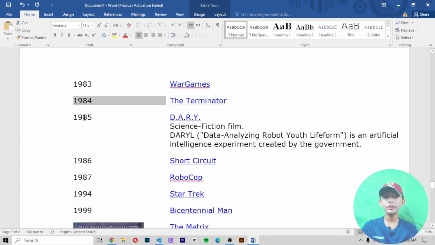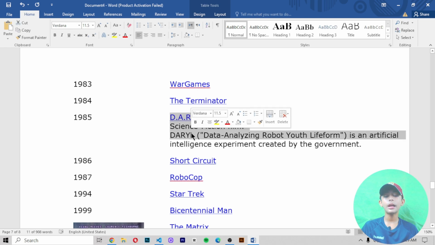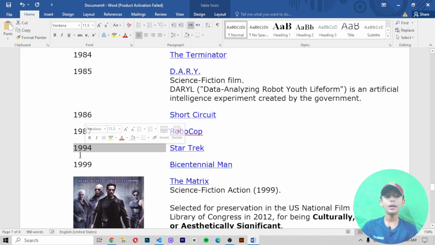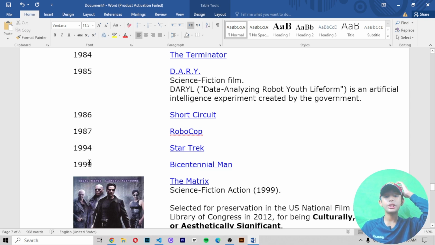1984, The Terminator. 1985, D.A.R.Y.L. It's a science fiction film, and Daryl means data analyzing robot youth life form. It's an artificial intelligence experiment created by the government. One more, in 1986 Short Circuit, 1987 RoboCop, 1994 Star Trek, 1999 Bicentennial Man.